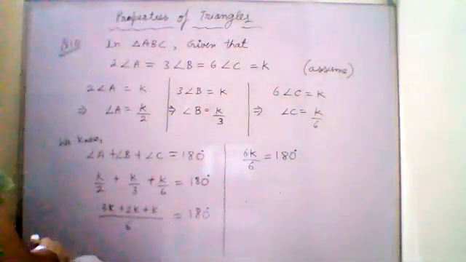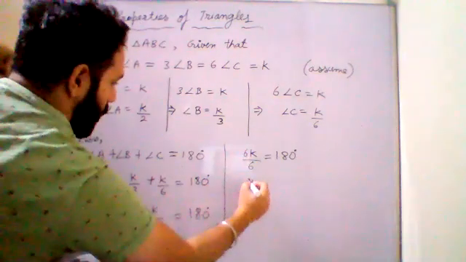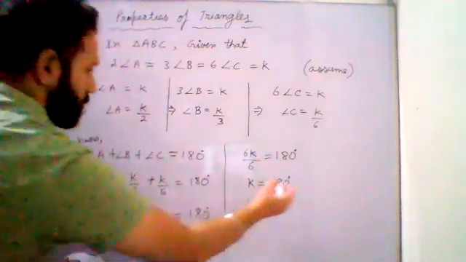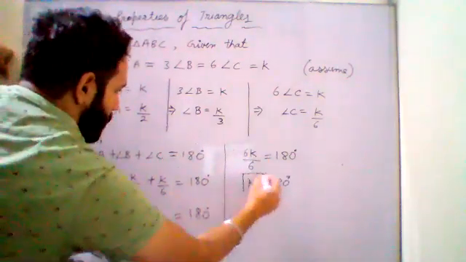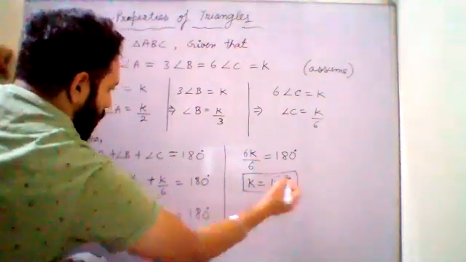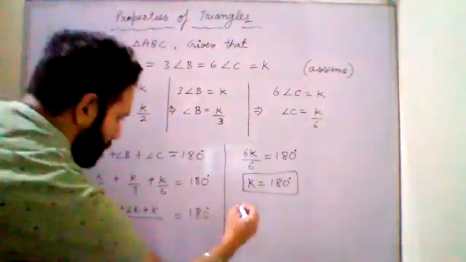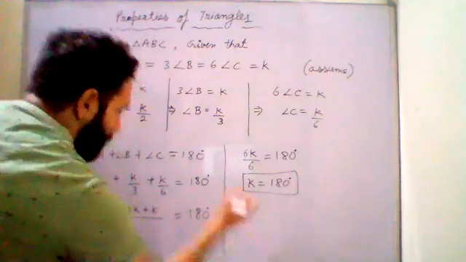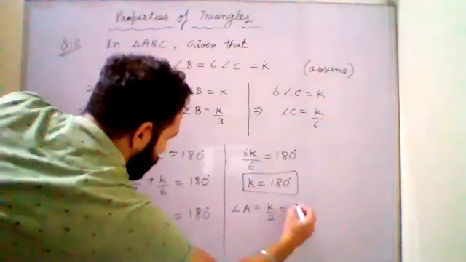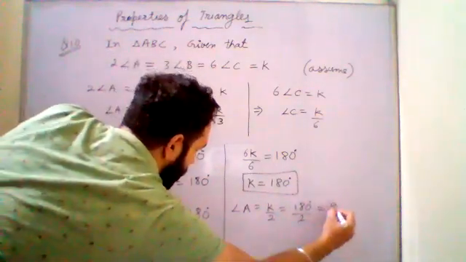Okay. So when you see that 6 and 6 will be cancelled here, you get k equals 180 degrees. 6 and 6 are cancelled. So what is the value of k? It is 180 degrees. Now with the help of the value of k, you can find all the three angles. Angle A is equal to k upon 2, so it is 180 upon 2. What is the value of angle A? 90 degrees.